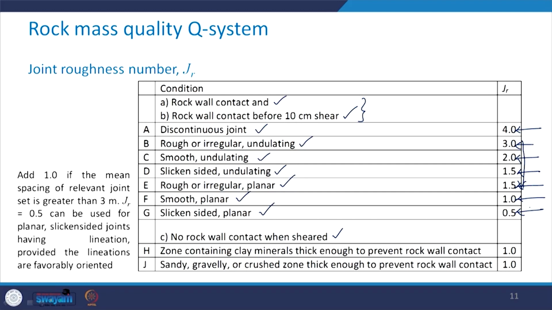Now, when you have no rock wall contact when it is sheared, a zone which contains clay minerals thick enough to prevent rock wall contact is assigned a rating of 1, and if you have a sandy, gravelly or crushed zone thick enough to prevent rock wall contact, then also a rating of 1.0 should be assigned to this parameter Jr. The next parameter is the joint alteration number, which is represented as Ja.